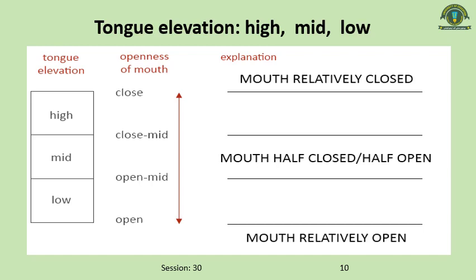Tongue high, mouth relatively closed. Tongue low, mouth relatively open. In between, mouth half closed or half open. Are you getting my point? Now you must remember this chart. It's very important because in the coming slides we are going to apply the same charts, this one, the previous one or the coming ones, whatever they are. We shall be applying them to the understanding and description of vowel sounds. Is it clear?